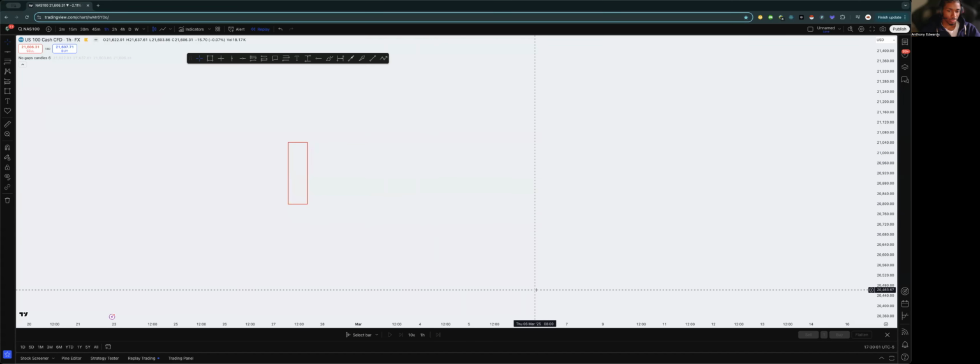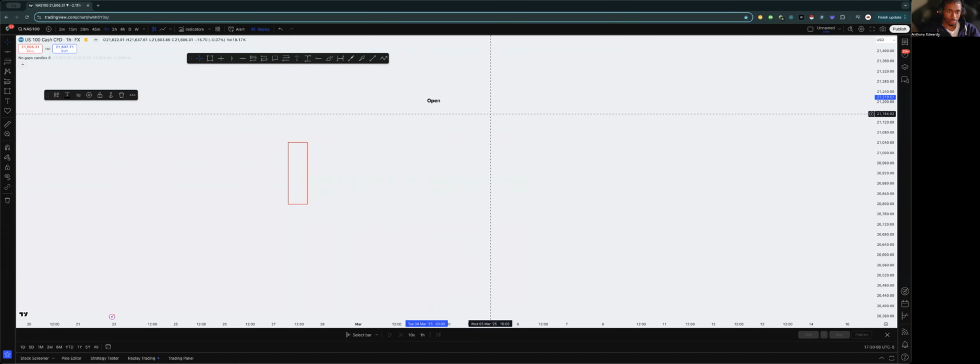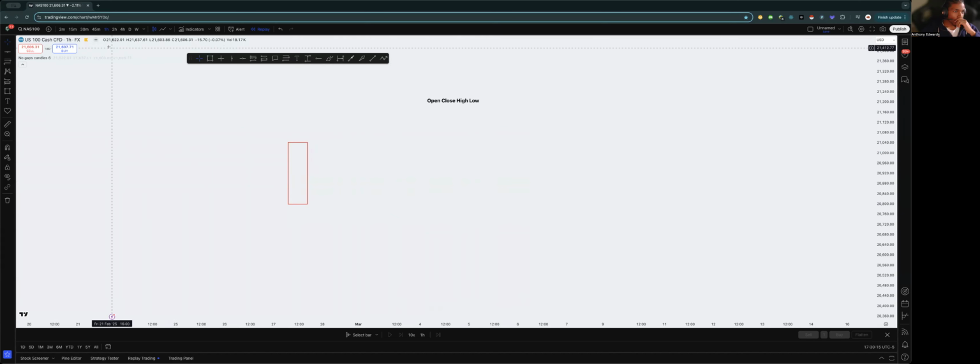All right, so we should be able to see my screen right now. So open, close, high, low. And in the top left-hand corner, you should see an O, an H, an L, and a C. So O is obviously going to be for open. C is going to be for close. H is for high. And L is going to be the low of a candle.